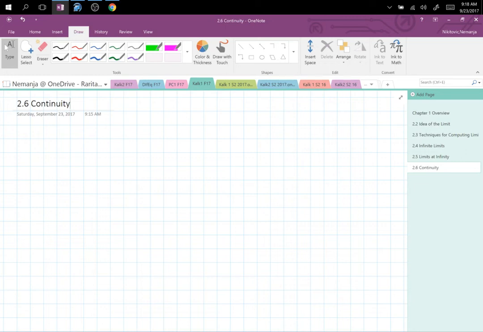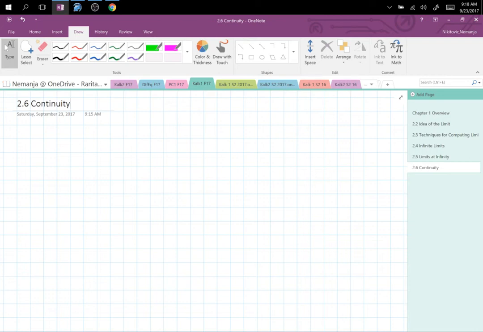Hello and welcome back to Calculus 1, section 2.6, continuity. This is our first time when we are going to apply limits in another mathematical setting to explain continuity. After that, we are going to use limits to define derivatives and then also integrals eventually.